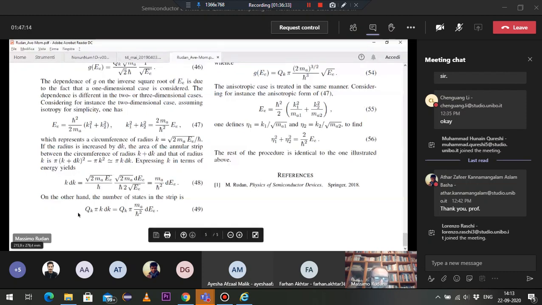What is the number of states in the strip? Of course, the states are equally distributed in the k space. So it is a constant, q k, times the area of the strip, pi k dk. And this number should not change if you express it in terms of energy. So you replace it and you have this number. Conclusion: the density of states in energy is this coefficient, the coefficient that is just before the E.